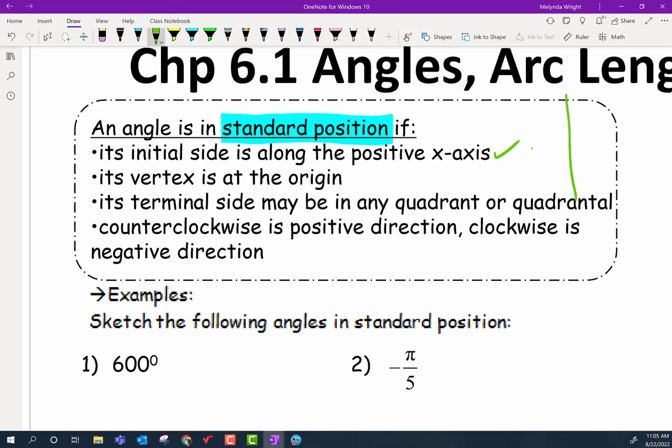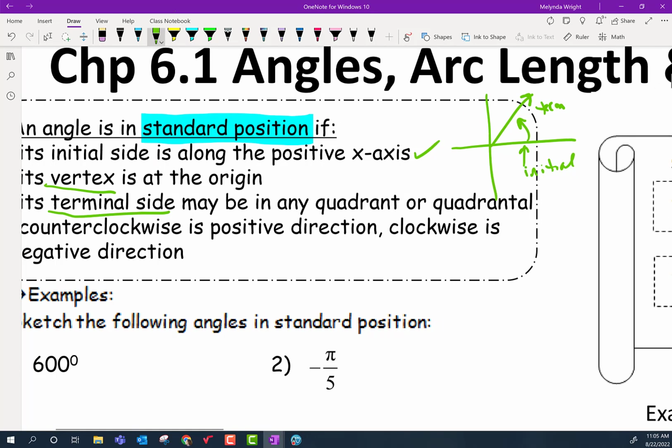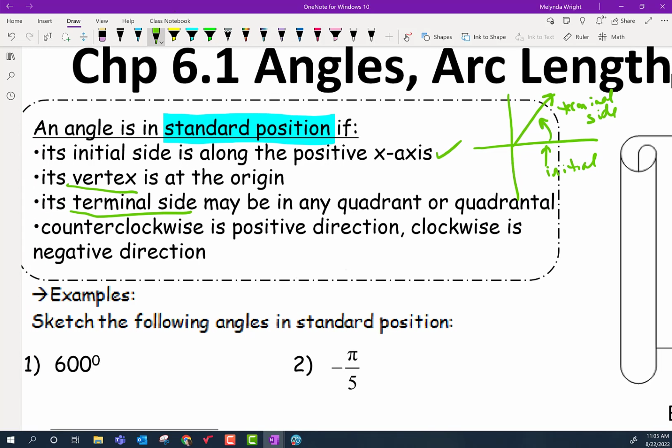So let's start drawing one. So this is the initial side. Our vertex has to be at the origin, and the terminal side can be in any quadrant or quadrantal. Okay, we're going to just do this one. This is the terminal side. So initial, terminal. This particular angle is in standard position.